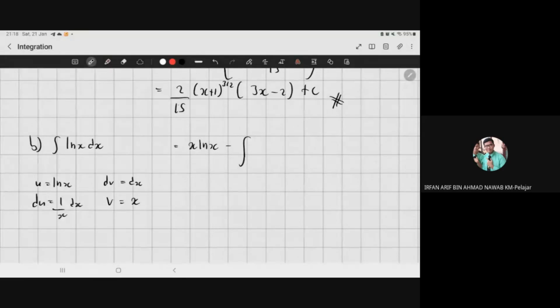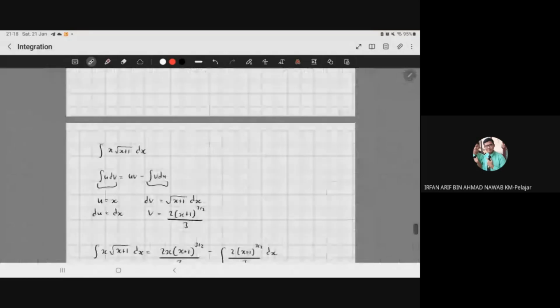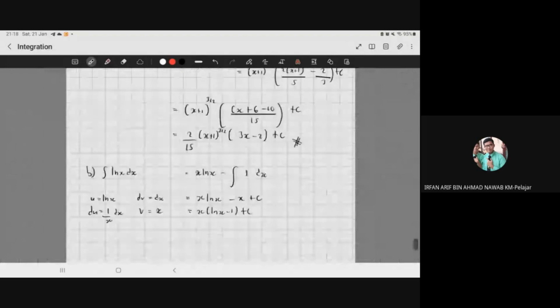v du, which is x times 1 over x dx. And here we could simplify it to become 1, so it should be 1 dx. And then from here we could integrate as usual, plus c, and there you go. You got your final answer. Nothing much to consider, lah. That's about it, generally.